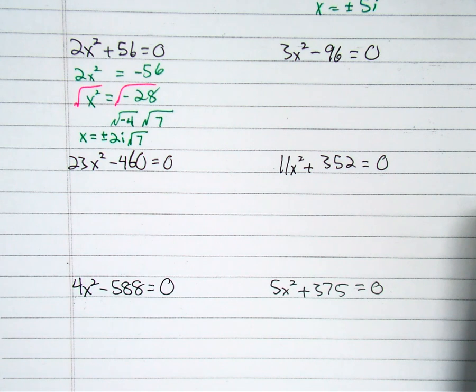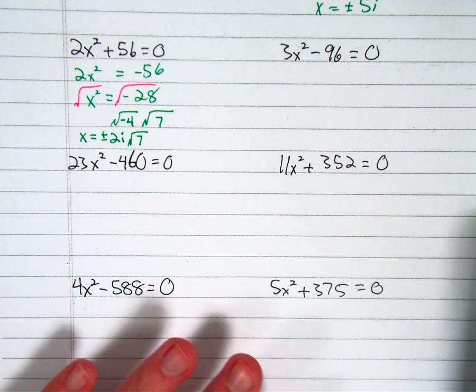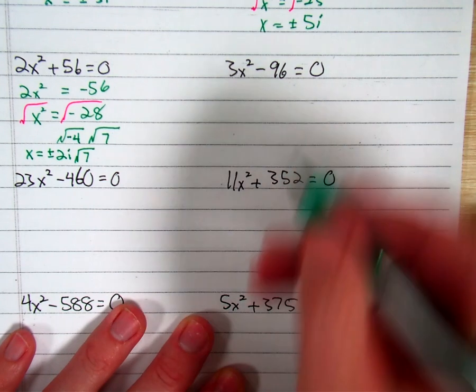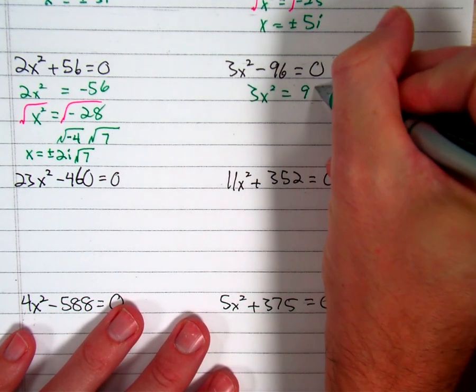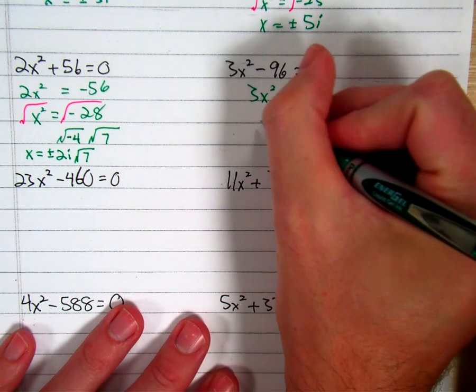All right, let's have you try the next one on your own over there. Go ahead and push pause and give it a go. All right, let's see how you did. Add the 96. Divide by 3.